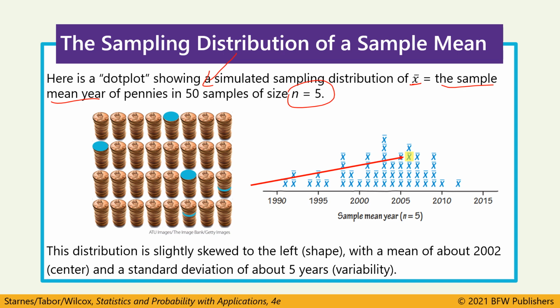Just like proportions, we're going to start to see these pile up around some value. Now, this is still a bit skewed to the left, and that's because this sample size is small. We'll talk about that in a bit. But the larger that sample size is, the more approximately normal it would be.